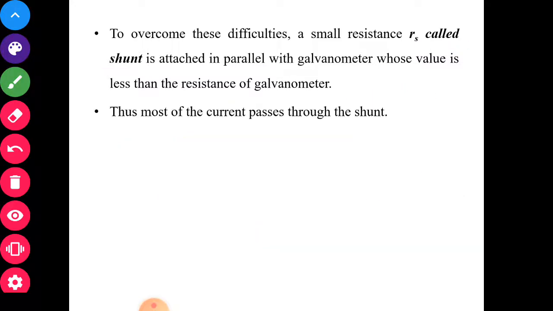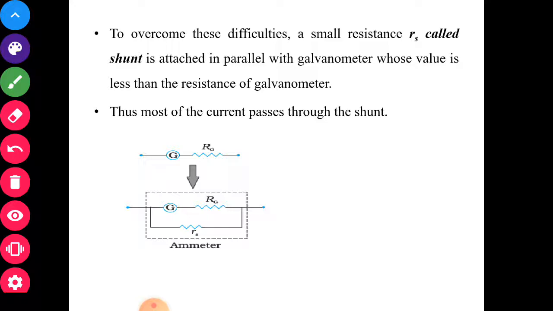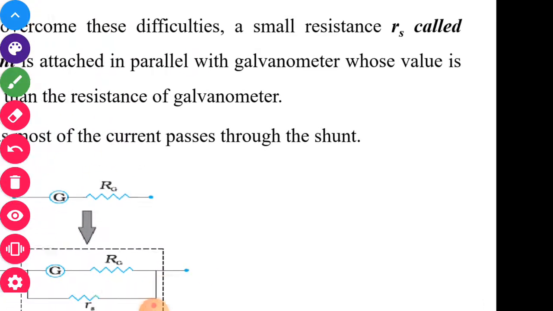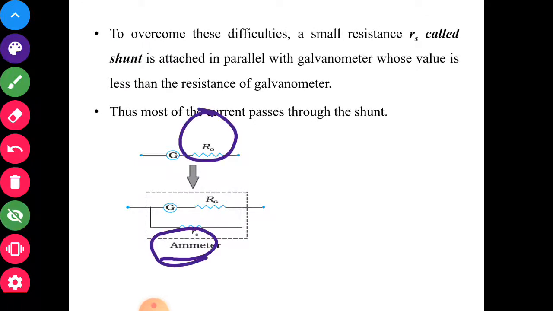Thus most of the current will pass through the shunt. This way it must be done. This is the galvanometer which is shown, and its own resistance Rg is shown separately. You have to modify it by joining a small parallel resistance Rs with this galvanometer, so that it can be converted into an ammeter.